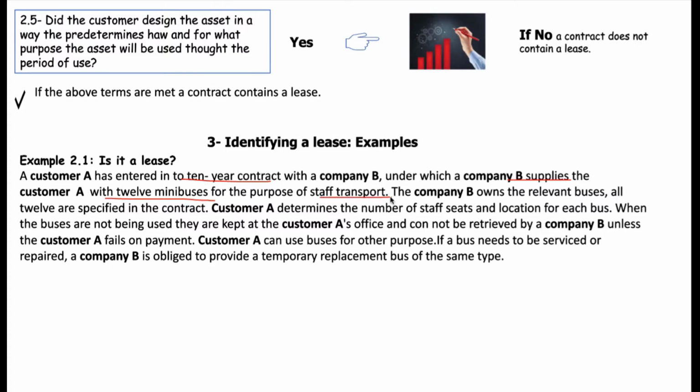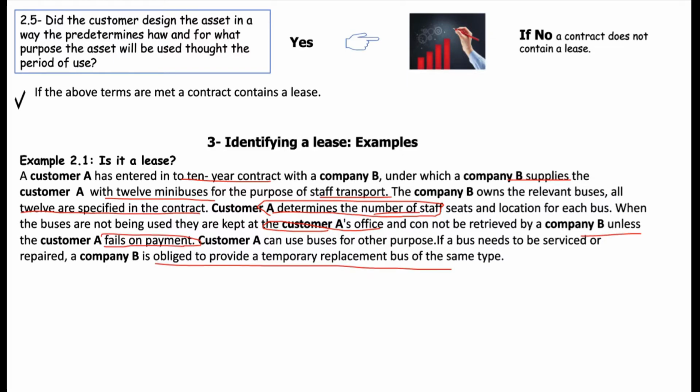For the purpose of staff transport, the company B owns the relevant buses, because all these identified assets are mentioned in the contract. The customer A determines the number of staff seats. It means the customer A has the right to determine how to use and for what purpose to use. When the buses are not being used, they are kept at the customer A's office. It means the underlying asset should not be moved from the location of the customer A, the lessee.